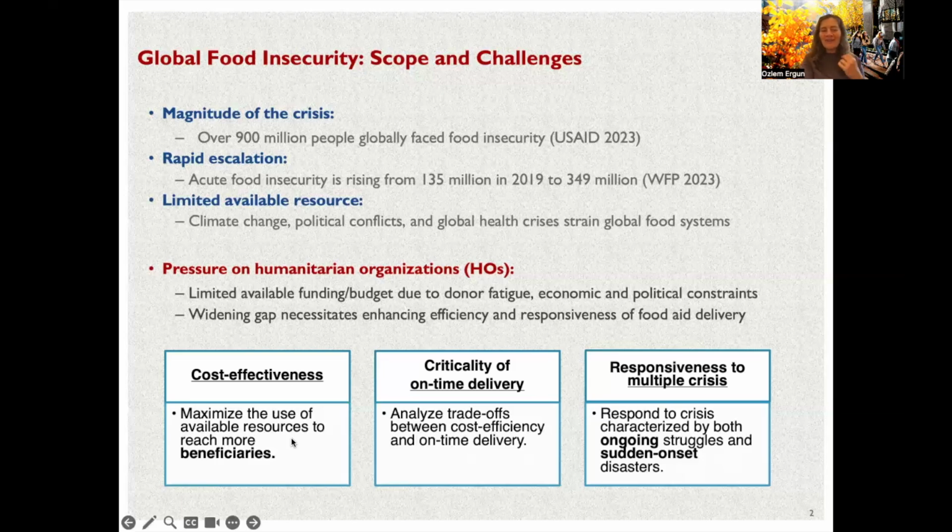So there is always more room, and really a need, for being more cost effective, meaning that with the given amount of monetary and other resources, how can we increase the number of beneficiaries that we serve? How can we increase the proportion of more needy beneficiaries that we serve?